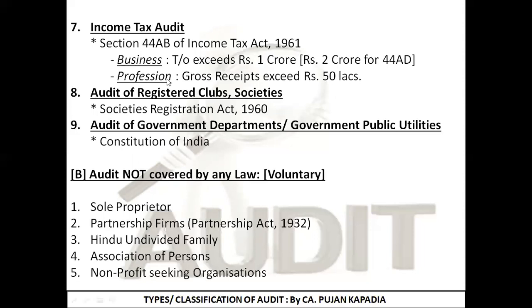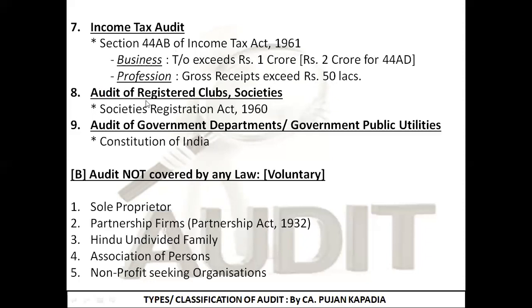And if I'm doing any profession, like if I'm a doctor or a chartered accountant, and my gross receipts, that is total sales revenue, exceed rupees 50 lakh, then in this particular case, it is compulsory I need to get my books of account audited. So in crux, we can remember section 44AB of the Income Tax Act 1961. If business, limit is 1 crore. If profession, limit is 50 lakhs. If my turnover or gross receipts exceed this amount, I need to get my books of account audited.